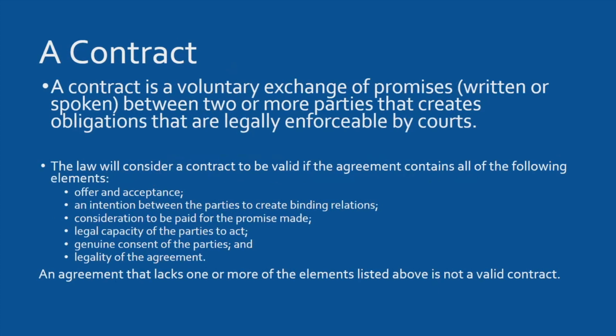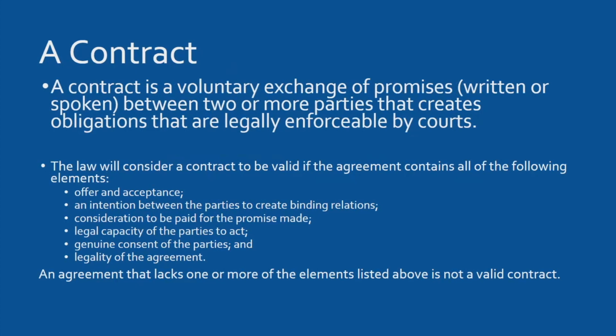So a contract really has to have certain key elements, as I mentioned. The very first thing is that it is voluntary. I mentioned the word duress a few minutes ago. A contract has to be voluntary. You and I have to voluntarily enter into an arrangement to agree to provide a service or a good in a certain amount of time for a certain degree of consideration. They could be considered promises, right? So it's a voluntary exchange of promises, and it could be written or spoken between two or more parties, that creates obligations that are legally enforceable by the court. So that's fundamentally the definition of a contract.